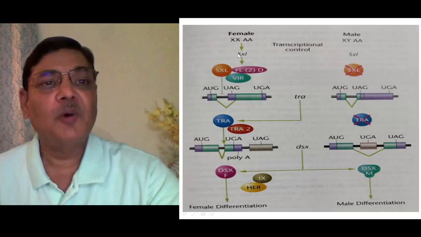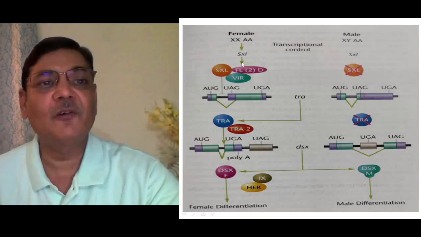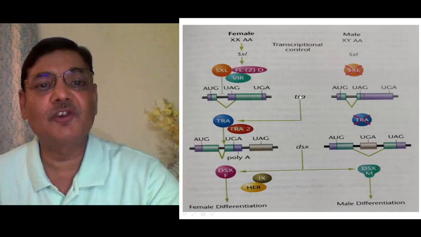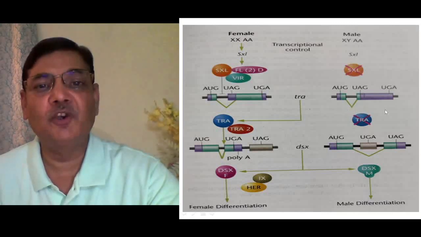Okay, but what happens in case of male? In case of male, this sex lethal gene is not active, so its protein is not available. And when its protein is not available, then the splicing of this TRA pre-mRNA will be happening in a different way. Actually, the second exon in which UAG terminator codon is located is included in the mRNA. And if it is included in the mRNA, then termination occurs in between the translation process. You can say a truncated or incomplete TRA protein is available.